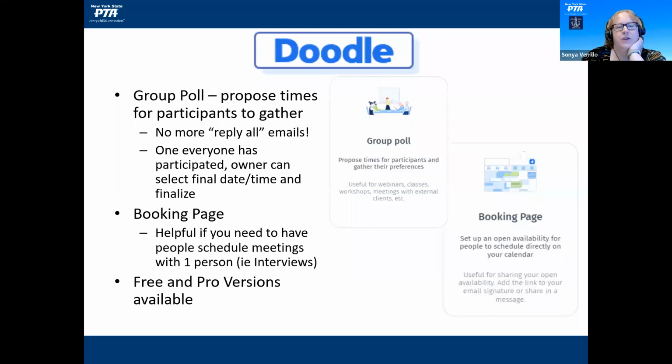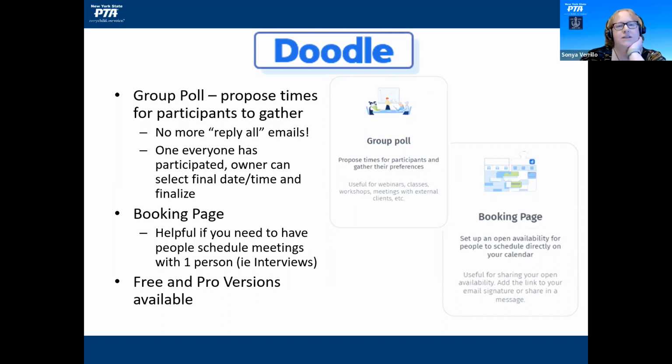So I was able to create a Doodle poll with the times that I was available and tell everybody to vote on the options that you're available. And then I picked the option that the most people could meet at. So no more reply emails. Once everyone participated, the owner can select the final date and time and finalize the poll.